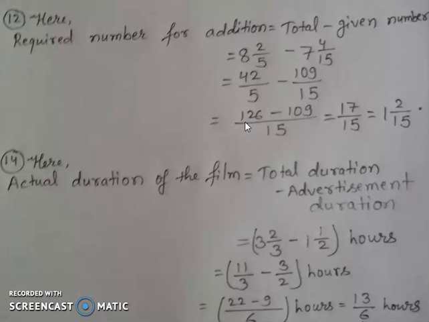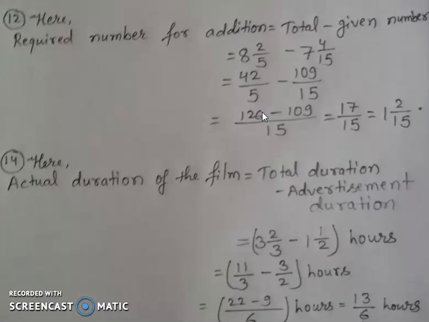Now here see. One number is 7 3 by 10 and one more number should be added to it to get 18. That means two numbers should be added. Total is 18 and one number is 7 3 by 10. Whenever the total and one number is given and you have to find the next number, then simply you subtract the given number from the total. Okay. 12 number it is.